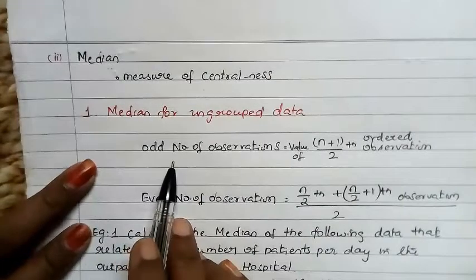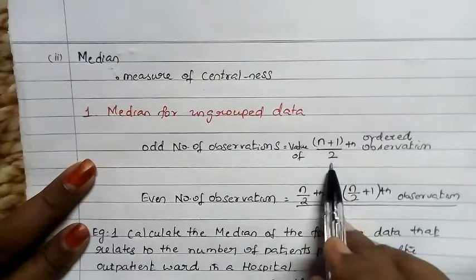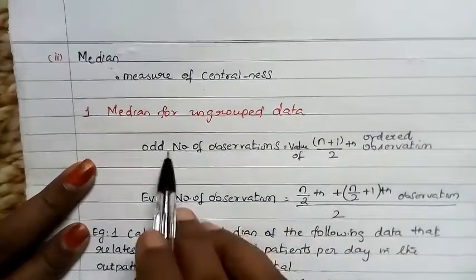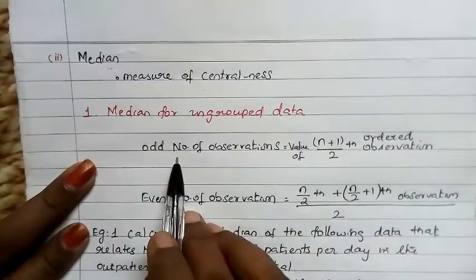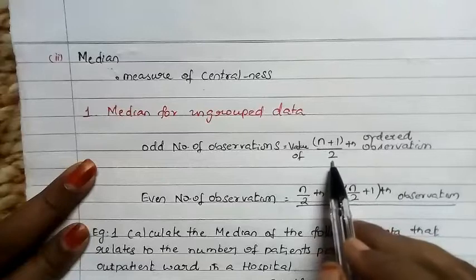When the number of observations is odd, the formula is the (n plus 1) by 2th observation. You have to arrange the values either in ascending or descending order. After arranging that, the value in the position (n plus 1) by 2 is the median for ungrouped data.